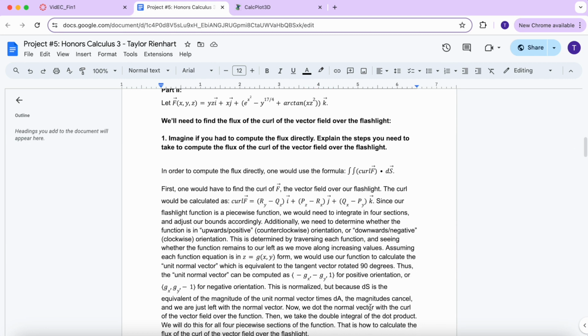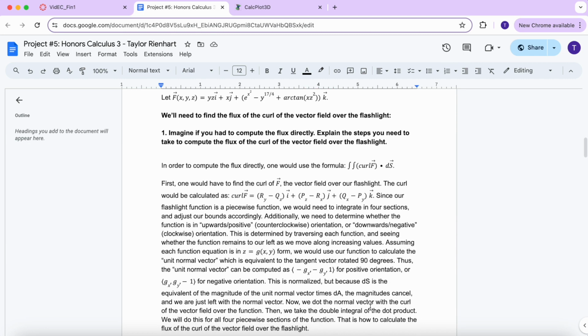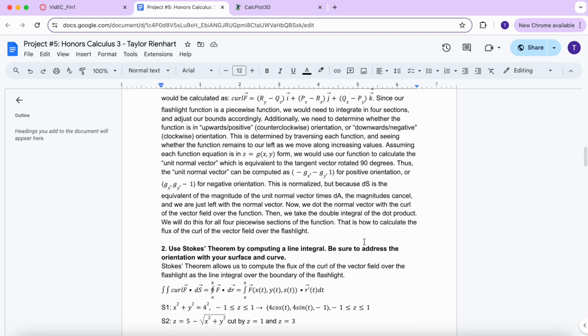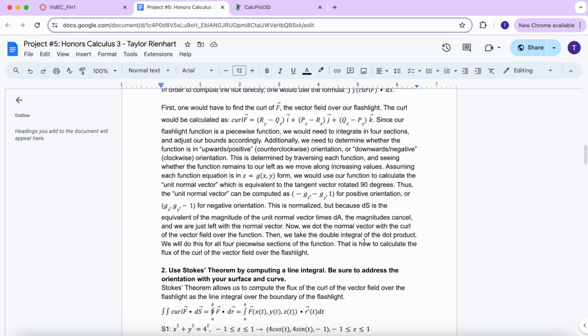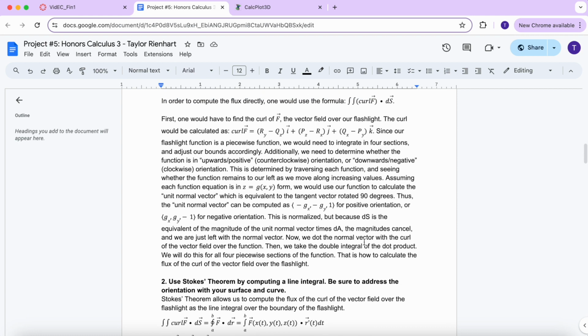So beginning with Stokes' theorem, we are going to be assuming that our vector field F is equal to yz in the i direction plus x in the j direction plus e to the x squared minus y to the 17/4 plus arctangent of xz squared in the k direction. Now I have a little passage up on the screen about how that would be computed directly, which is a part of my honors project, which is also linked in my portfolio. But specifically, we're going to be talking about using Stokes' theorem and why we can use Stokes' theorem.